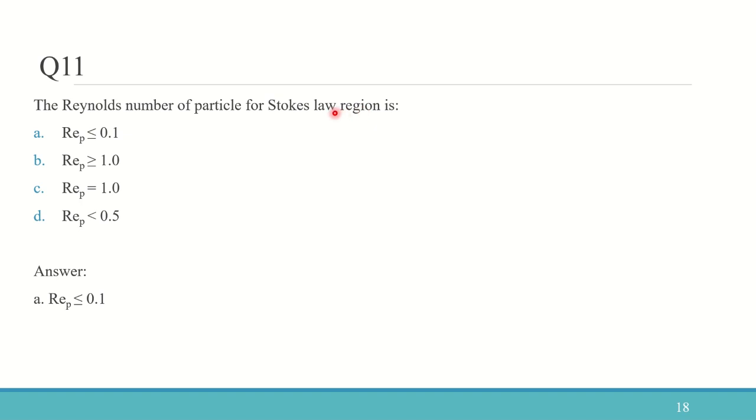In the region where the Reynolds number is less than or equal to 0.1, we know it is the Stokes law regime, and the CD in this region is 24 by REP. So what is REP here? It is the particle Reynolds number, and the formula for that is rho v dp by mu. Rho is the fluid density, v is the terminal velocity, or relative velocity between fluid and particle, dp is the diameter of the particle, and mu is the viscosity of the fluid. So we should keep these things in mind.